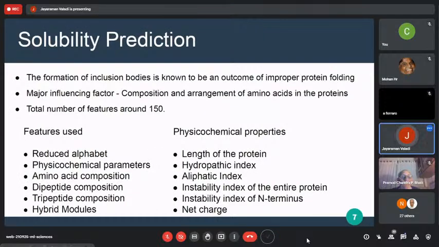Before that, we employed different sets of attributes, which included concatenating the 20 different amino acid alphabet into a reduced number of alphabets, depending upon certain physicochemical properties. And then we also used the typical conventional compositional properties. We also used hybrid modules coupled with certain physicochemical properties. In total, we had about 150 attributes, out of which we selected about 135 attributes.